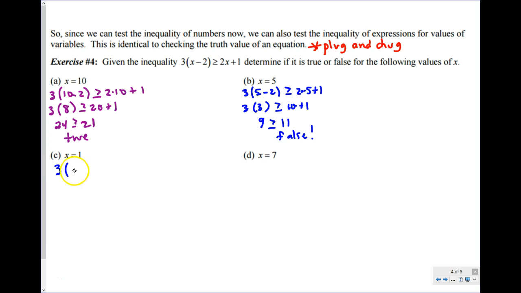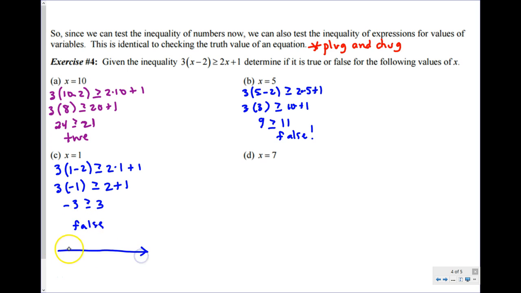Okay? Letter C, plugging in the number 1. So I've got 3 times 1 minus 2 is greater than or equal to 2 times 1 plus 1. 1 minus 2 is negative 1. 2 times 1 is 2. Bring down the 1. 3 times negative 1 is negative 3. And 2 plus 1 is 3. Now I have to think, is negative 3 greater than or equal to 3? Again, think about the money. Is owing $3 greater than having $3? No, this is false.